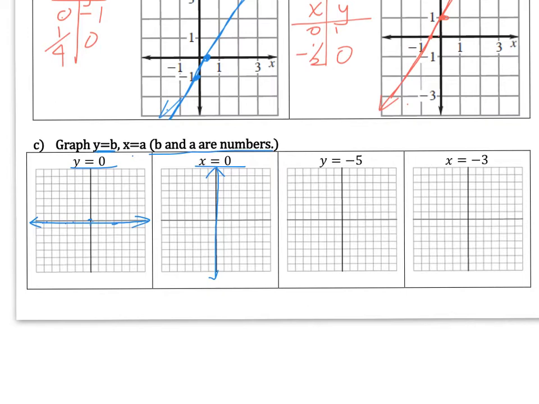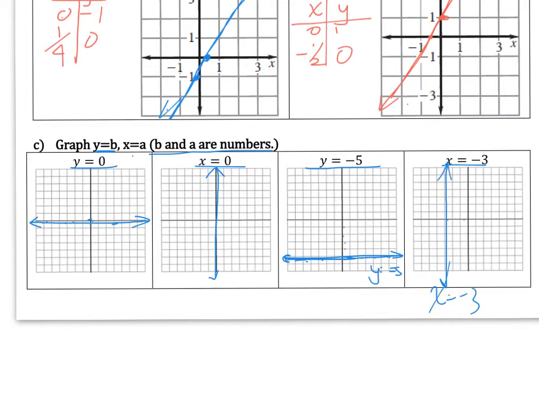And once you got that down, for any y equal to a number such as -5, we just count 1, 2, 3, 4, 5 units down and draw a horizontal line. And this will be y = -5. Every x value here would have a y coordinate of -5. And the same for x = -3. You count 3 units to the left and draw a vertical line.